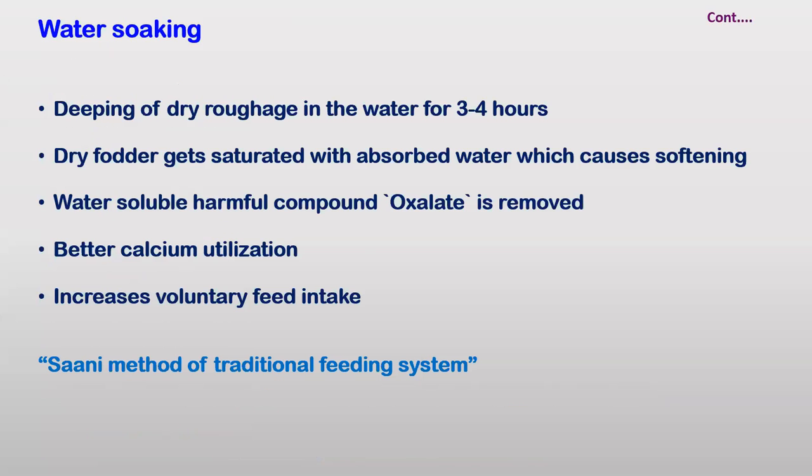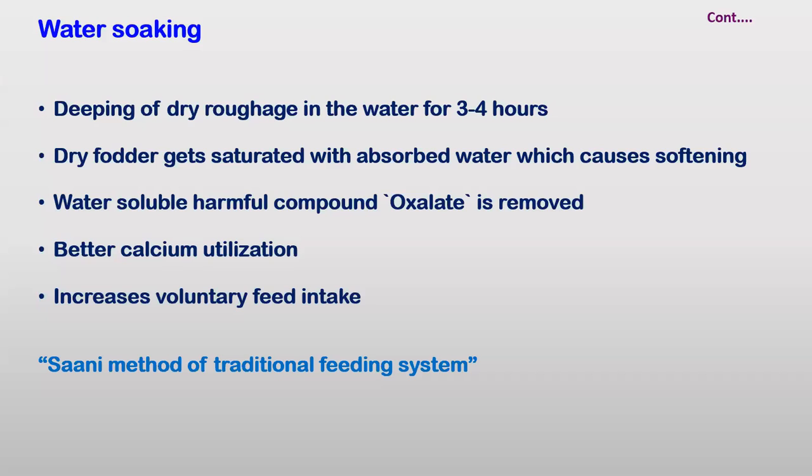Water soaking is a very common method of processing dry roughages, that is, dipping the dry roughages in water for 3 to 4 hours, and the dry fodder will get saturated with absorption. Once absorption no longer takes place, then we think proper water soaking has happened, which causes the softening of the particular feed and removes water soluble harmful compounds, mainly oxalate.